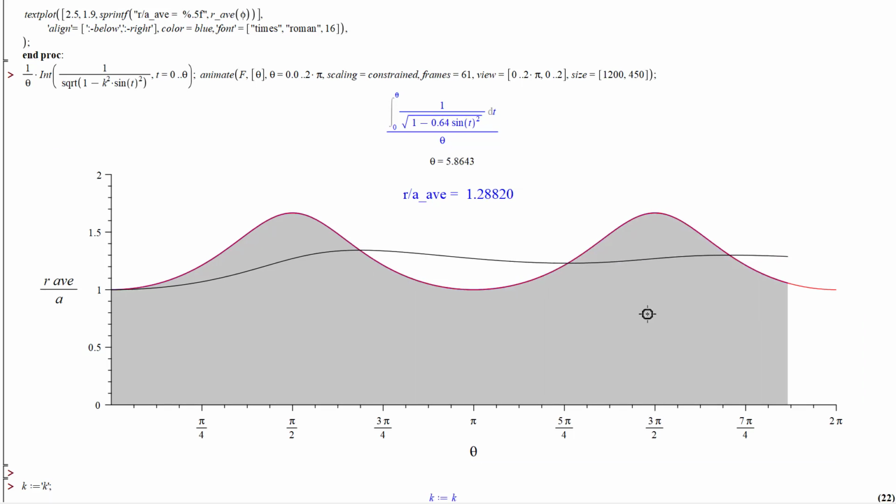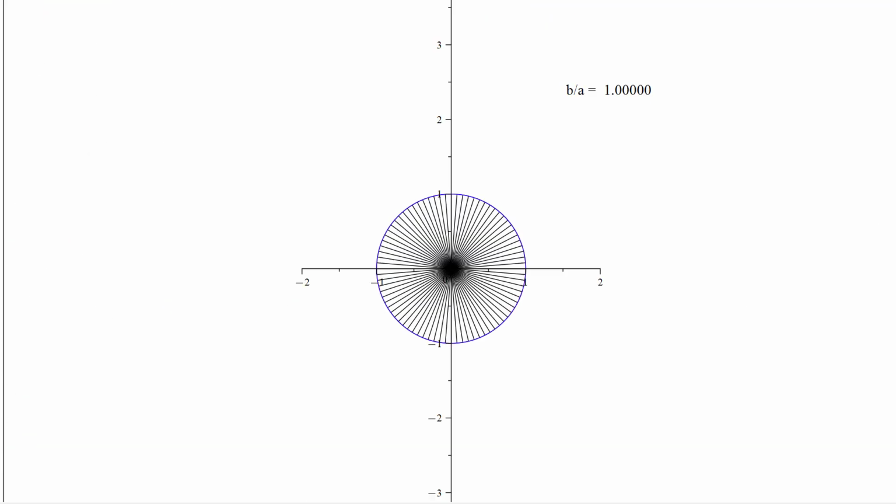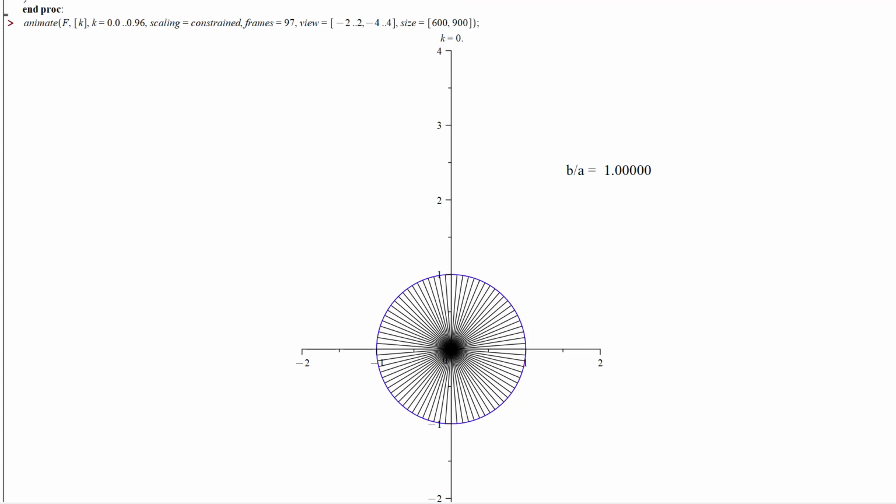And this is for k equals 0.8. Let's look at other k's. Here's b over a. I wrote b over a, but a is 1. So I'm going to fix a to be 1. And so right now b is 1 times a. So in other words, I have a circle. So r divided by a is 1 for every value of theta or phi.